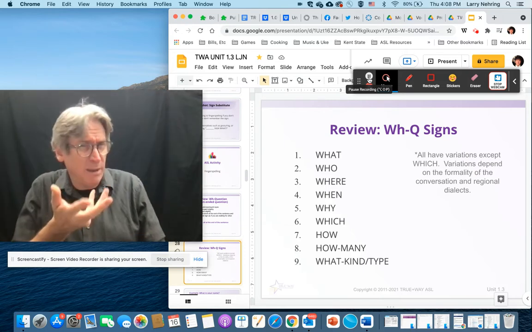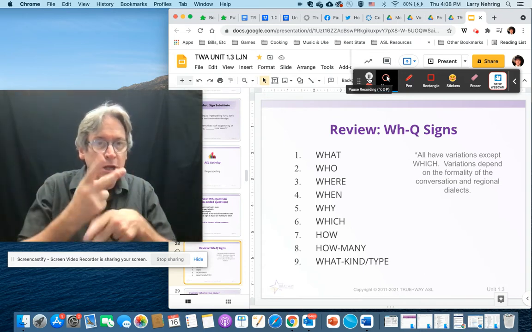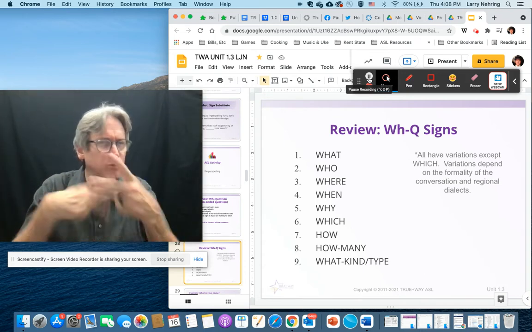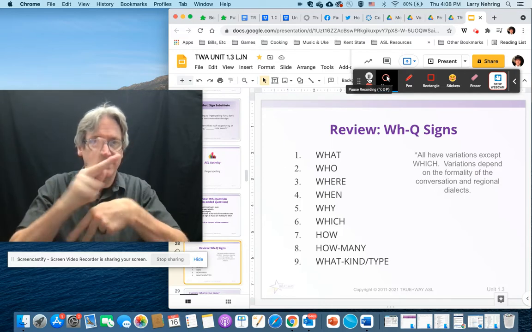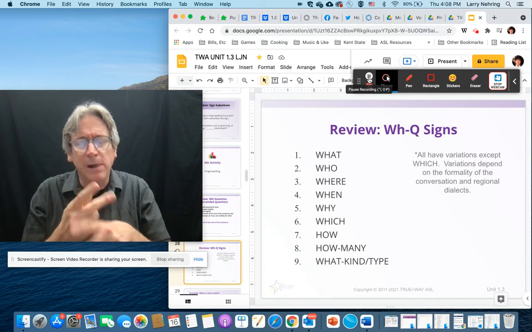You could do it one-handed. How many? And what kind or type? You'll see people do this. Kind. It's two K's and they circle each other. It's signed English, but kind.